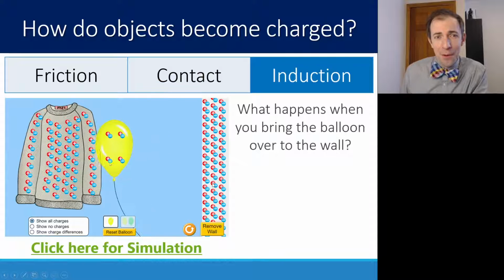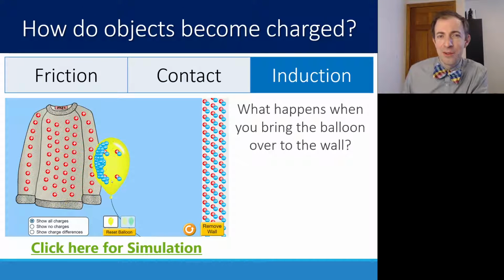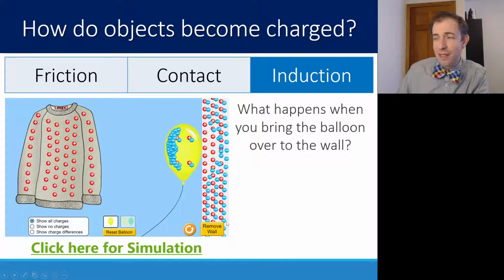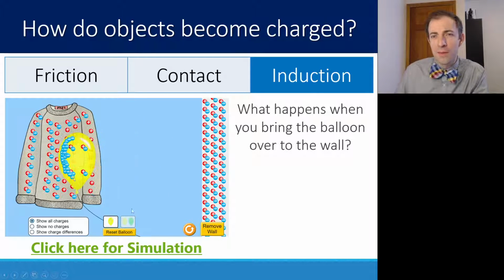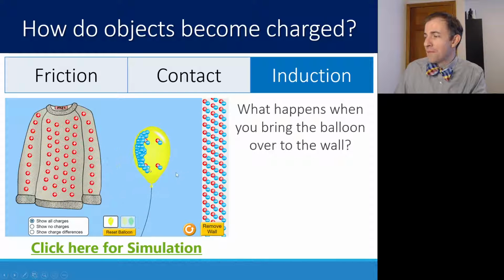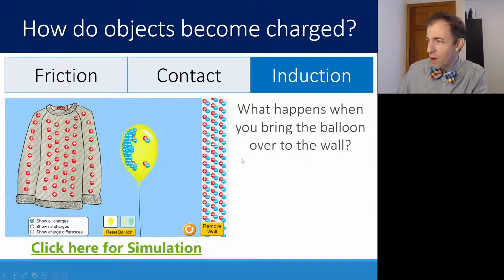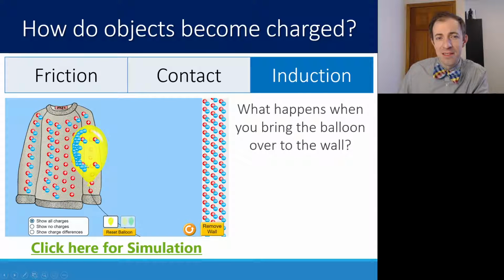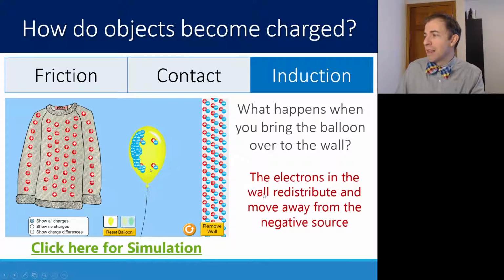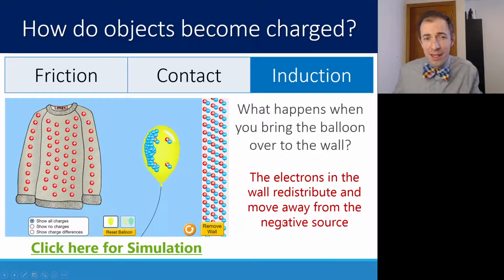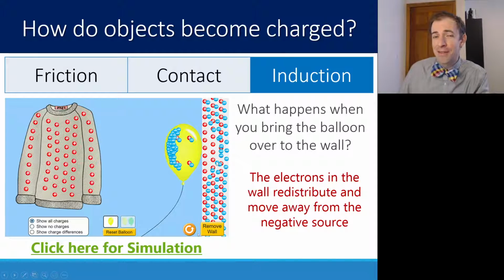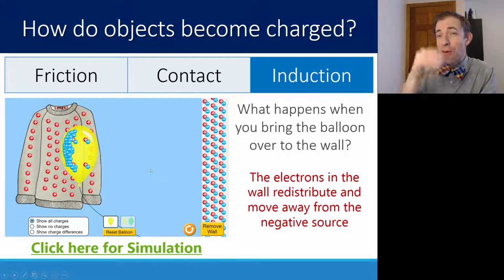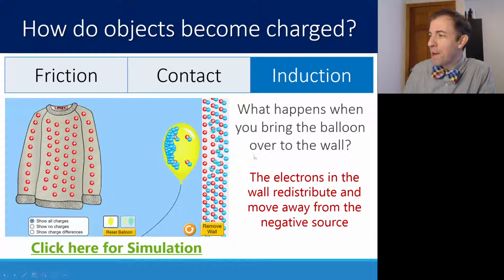And then our final way that we can charge objects is through induction. A good example of induction is to look back at this PhET simulation. Notice what happens when the balloon is brought over to the wall. Even before it touches the wall, notice how bringing it closer to the wall started to affect the electrons in the wall. The electrons in the wall, they redistributed and they moved away from this really negative source in the balloon. And in the process created this local area next to the balloon that was very positive.